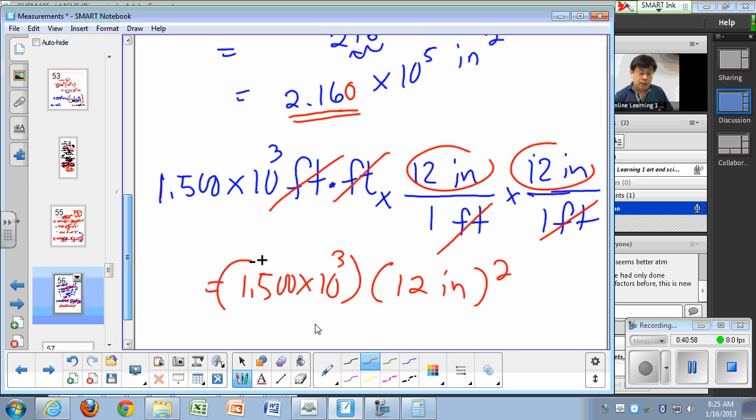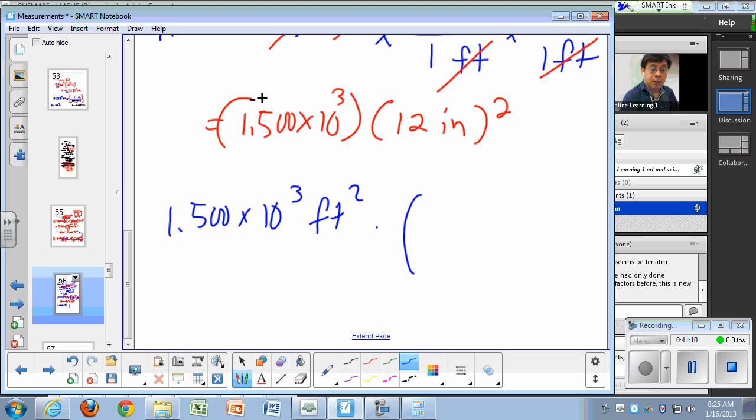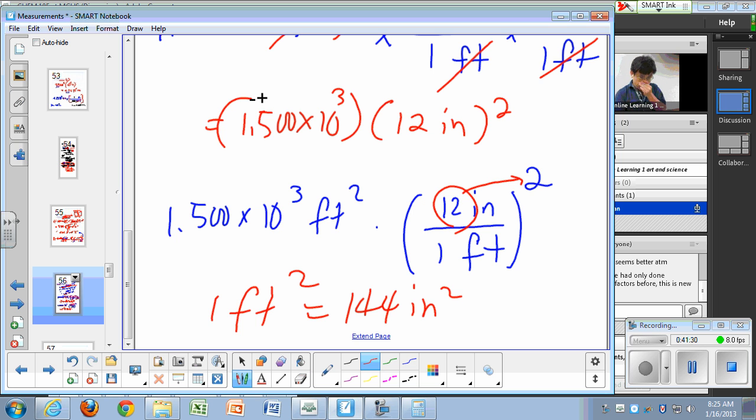Or if you want to shorten this, you can just say 1.500 times 10 to the third square feet times, you can say 12 inches is equivalent to 1 foot, but you have to do it twice, so you have to square it. And again, a common mistake people make is to forget about squaring this 12. This 12 has to be squared. So 1 square foot is actually 144 square inches. All right, so that's how you do it.